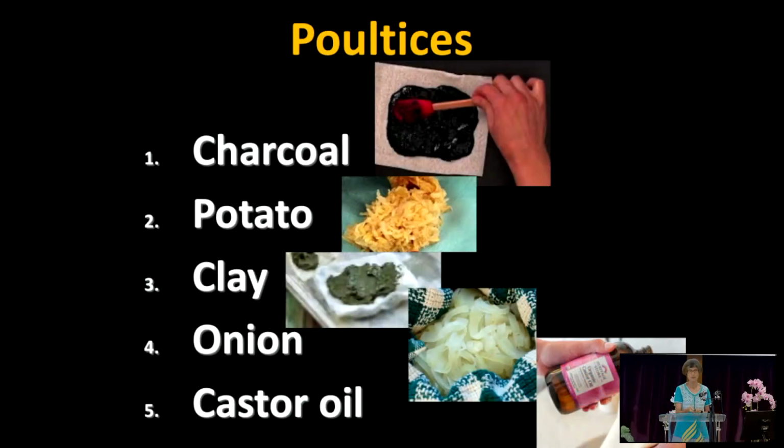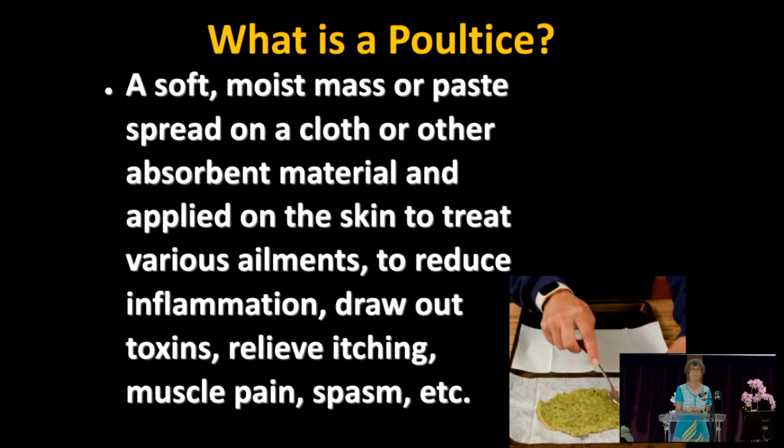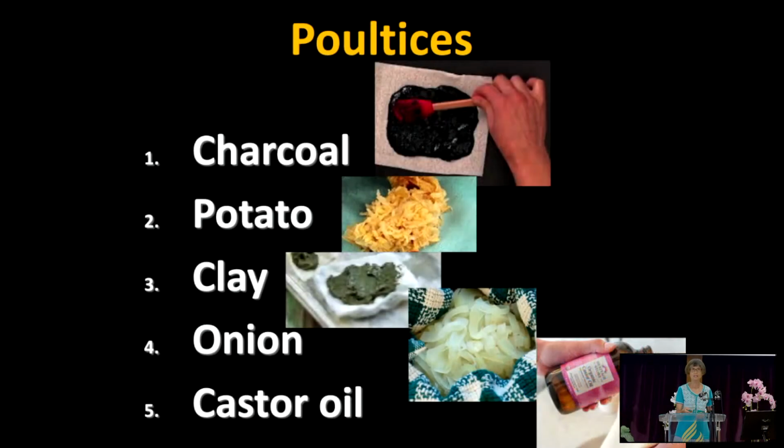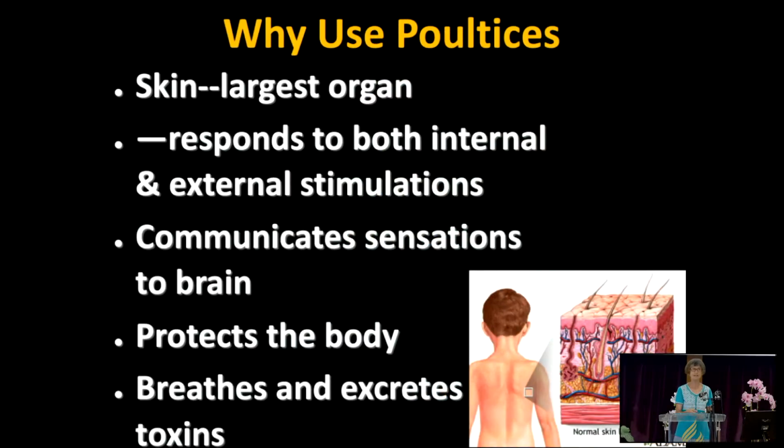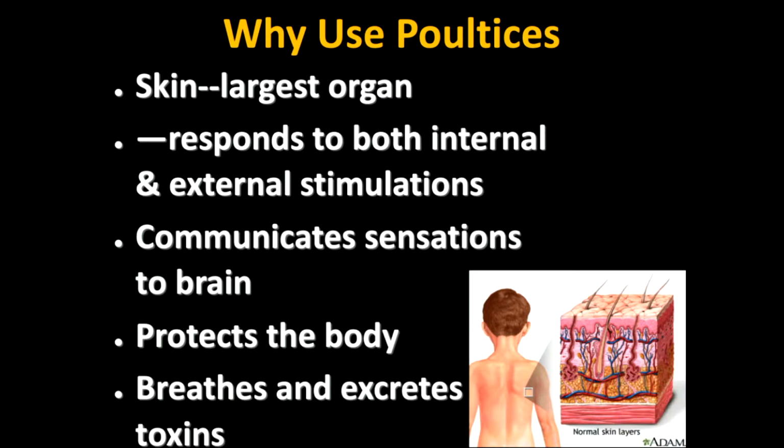Okay, why do we do poultices on the skin? It is because the skin is the largest organ, and it responds to both internal and external stimulation and communicates the sensations to the brain. The skin is really the first line of protection for the body. It also helps with the pores to take in and also to excrete matter, and we especially want to excrete toxins.